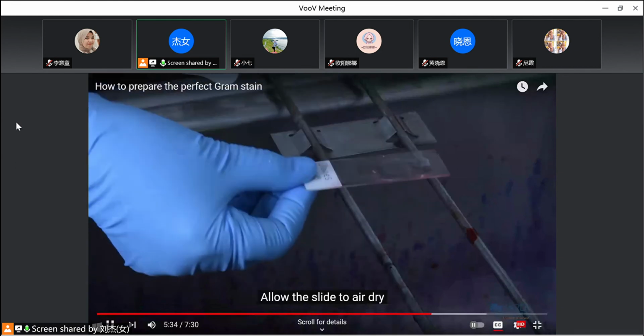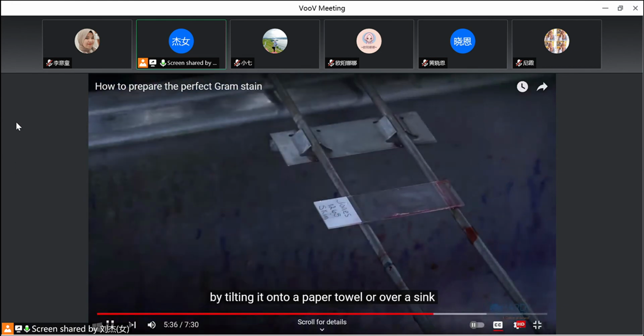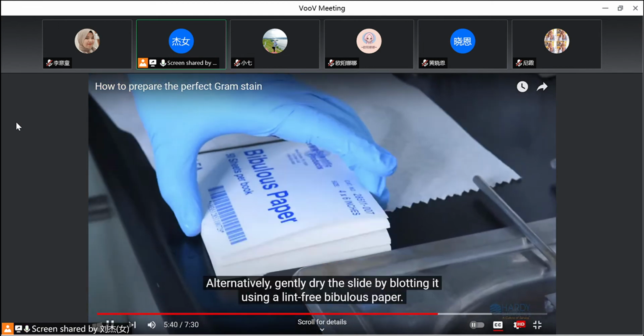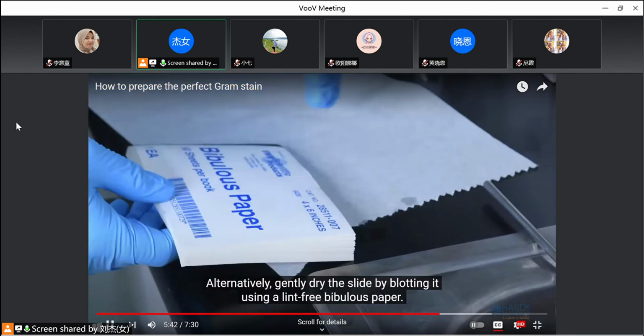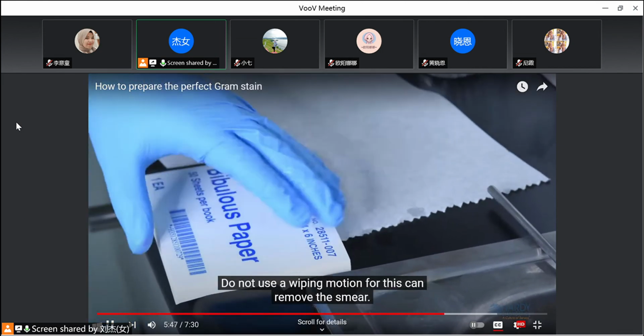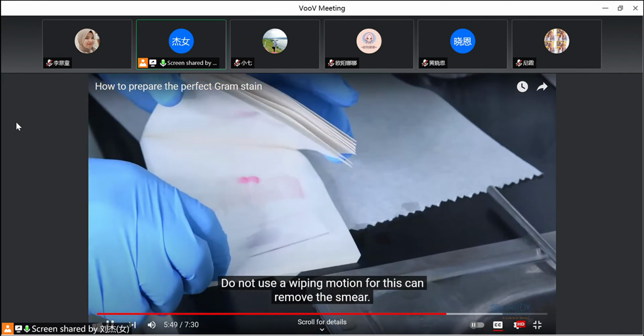Allow the slide to air dry by tilting it onto a paper towel or over a sink and allowing it to air dry. Alternatively, gently dry the slide by blotting it using a lint-free bibulous paper. Do not use a wiping motion, for this can remove the smear.